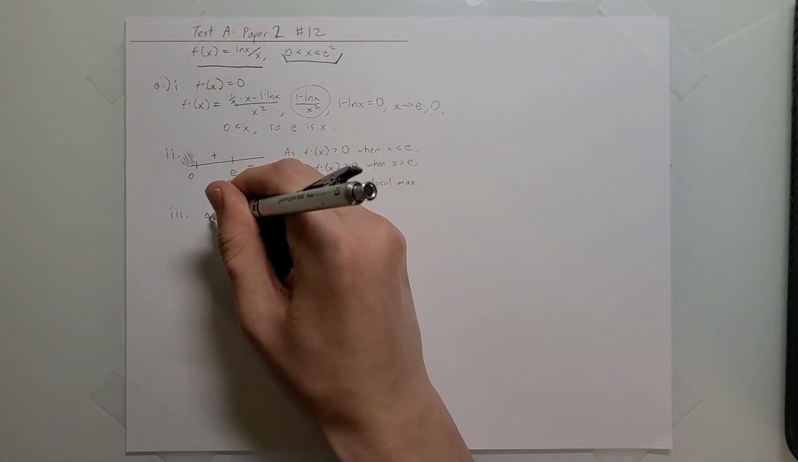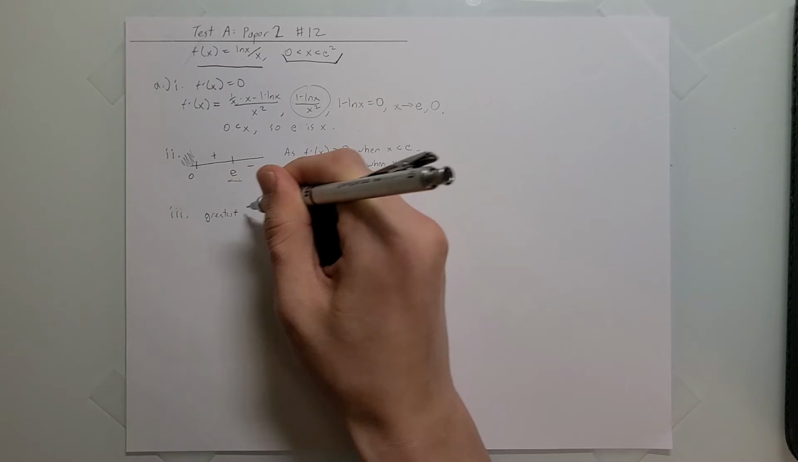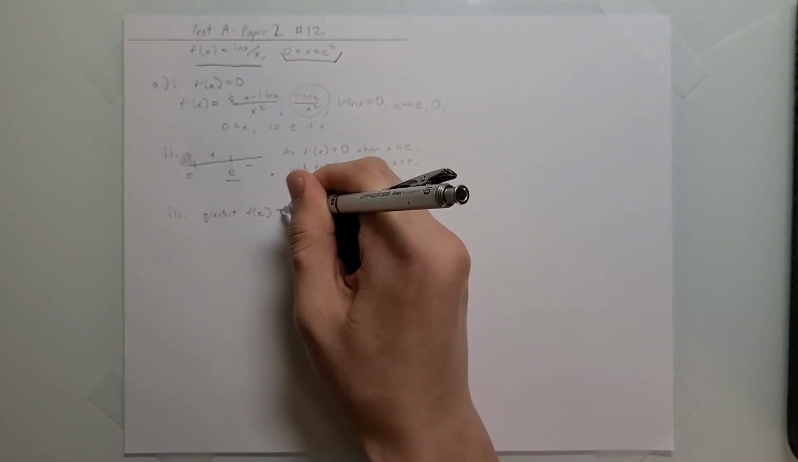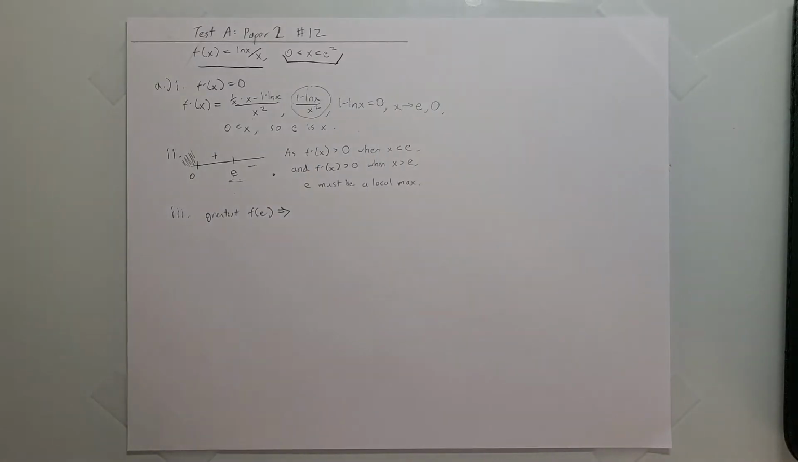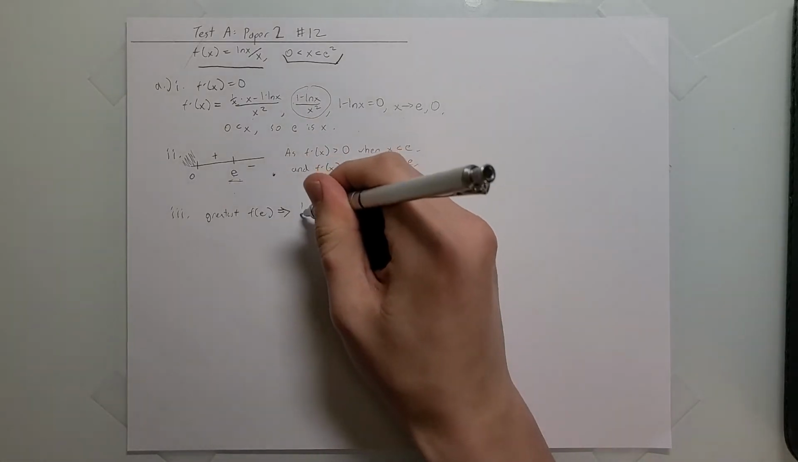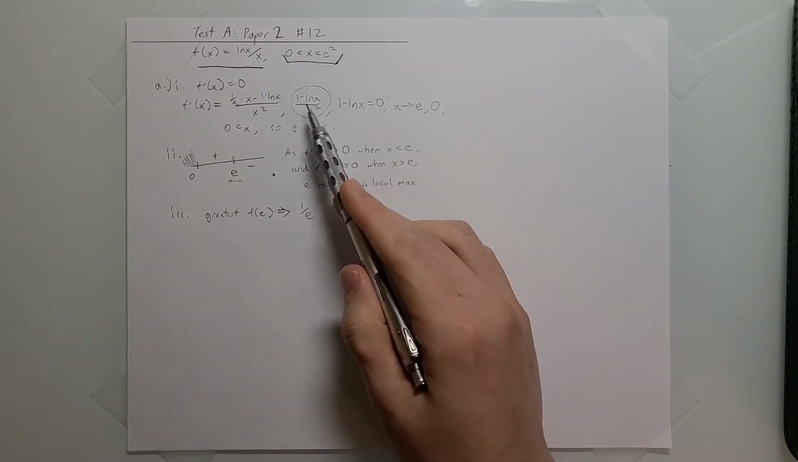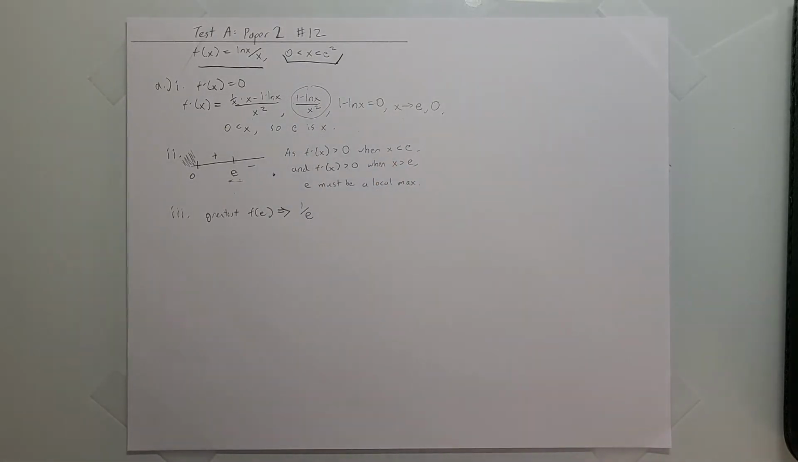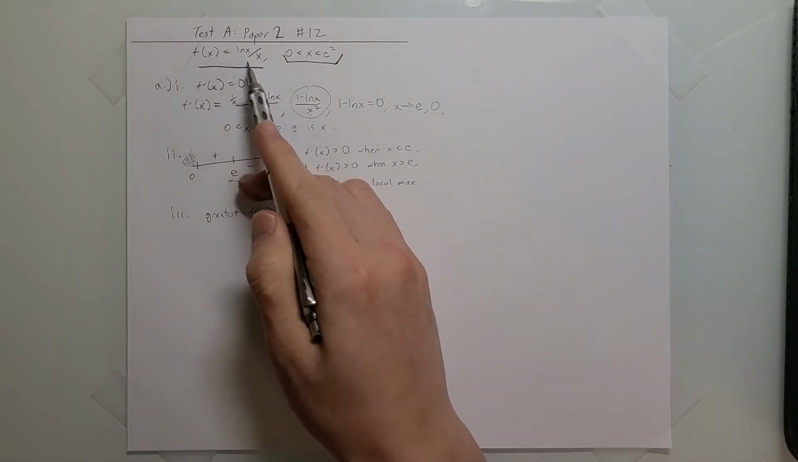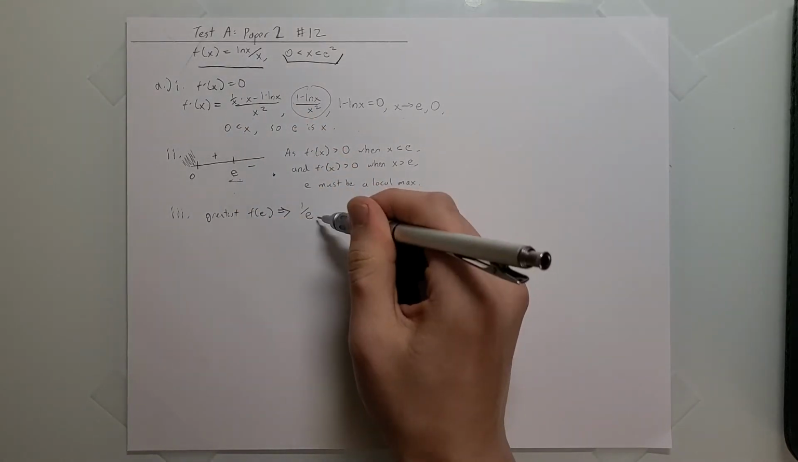So, greatest is f of e, which comes out to be just 1 over e. After all, it's ln of e over e, which is 1 over e.